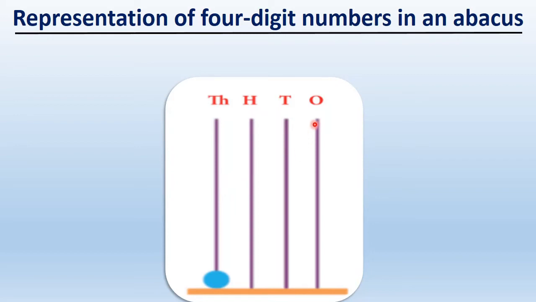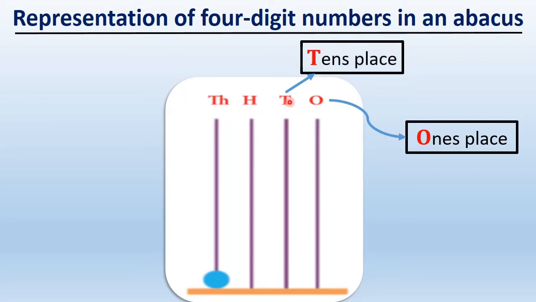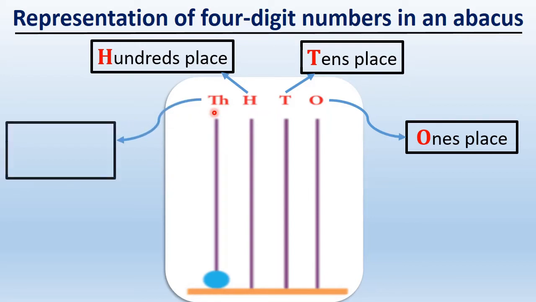So here some letters are written above the rods. What do these letters represent? Here O represents ones place, T represents tens place, H represents hundreds place, and TH, capital T, small h, represents thousands place. So these are the 4 rods representing 4 different places in a number.